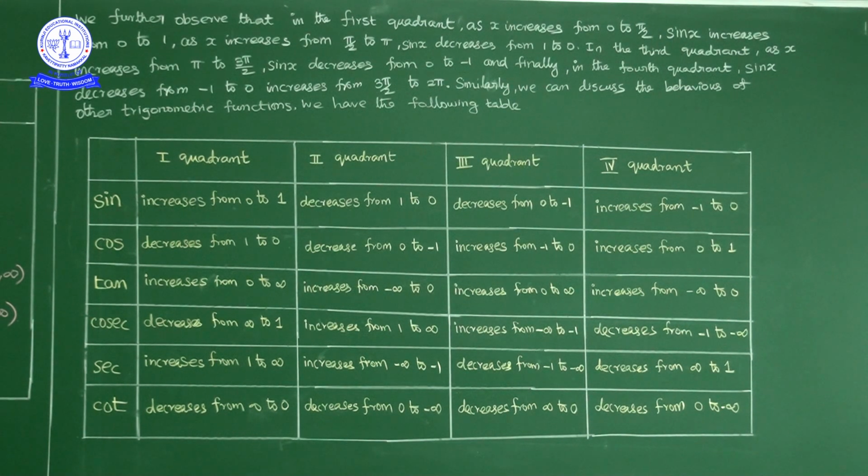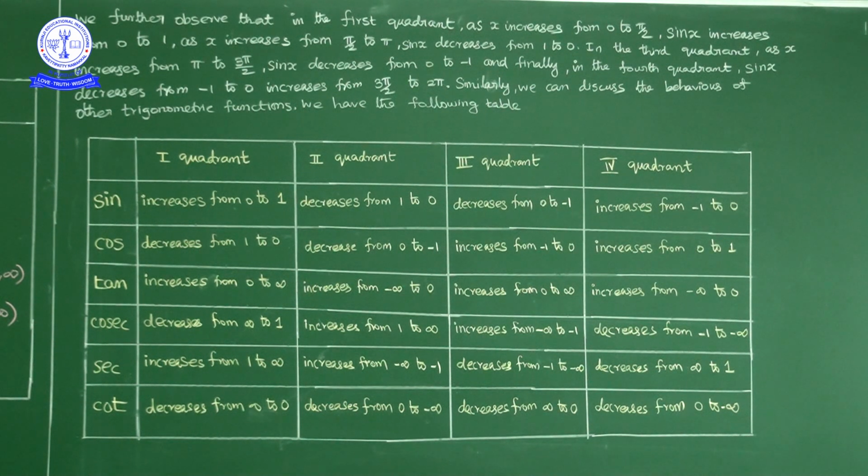Okay. Now further, in second quadrant, as x increases from pi by 2 to pi, cosecant pi by 2 is 1, cosecant pi is infinity, undefined. So in second quadrant, cosecant x increases from 1 to infinity. Okay, 1 to infinity. Now in first quadrant, cosecant x decreases from infinity to 1. In second quadrant, increases from 1 to infinity. Means in first and second quadrant, cosecant is positive.